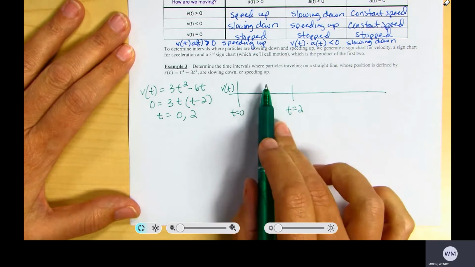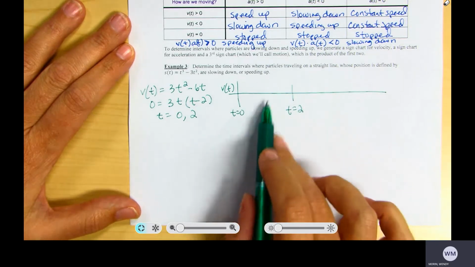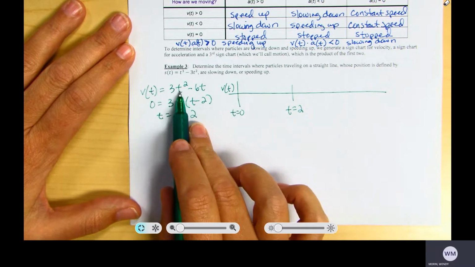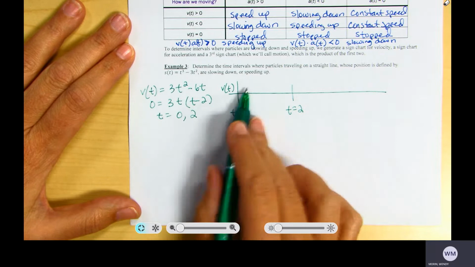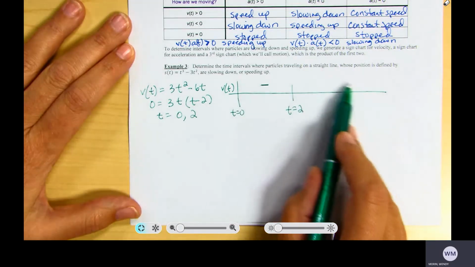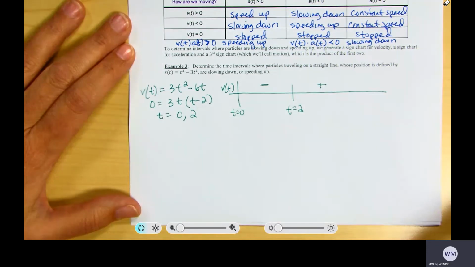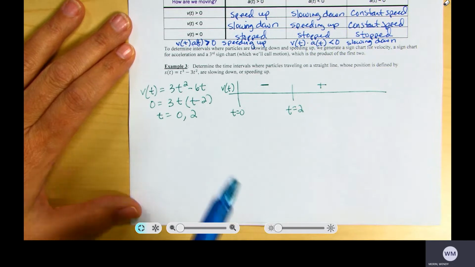So what is happening? Is your velocity positive or negative? Well, let's check. When t is equal to 1 in our velocity, you end up getting a negative. I don't care what the number is in here, I just care if it's positive or negative. So it's going to be negative. If I plug in a number here, let's say 10, I'm going to get a positive velocity. Here's my sign chart for velocity. Now I'm going to do acceleration.